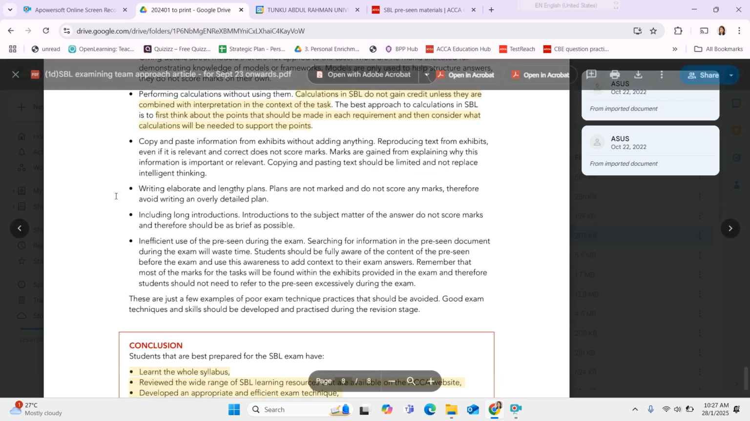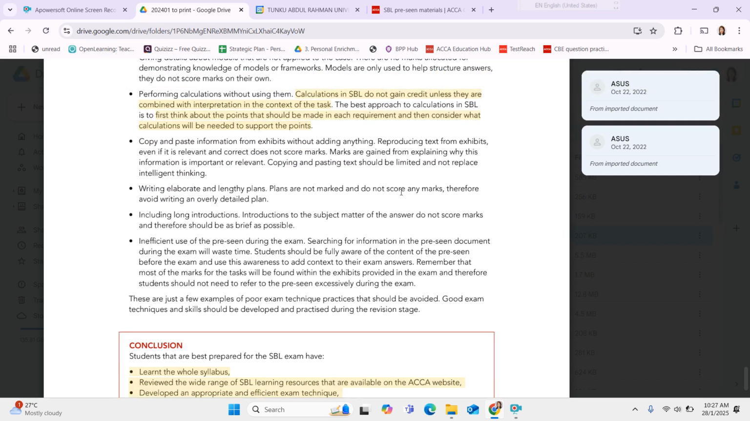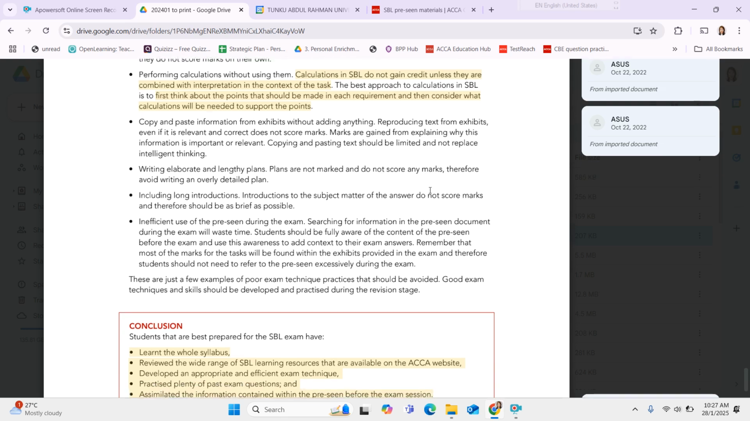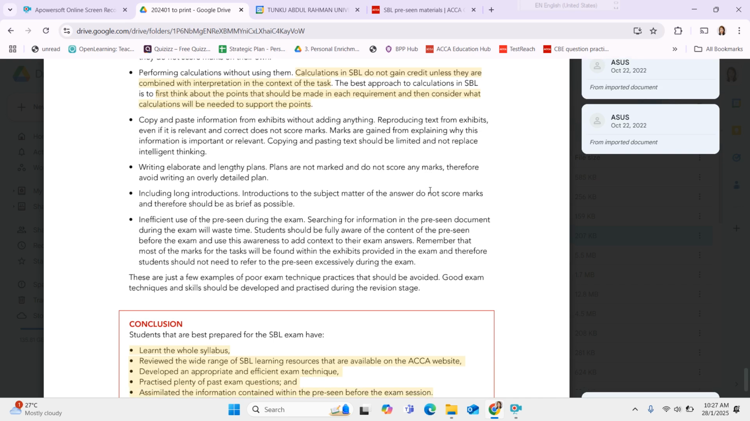Okay? Writing elaborate and lengthy plans. Plans are not marked and do not score any marks. So this is talking about answer planning. Now, of course, doing answer planning is good. We are not saying that it's not good. Doing answer planning is still good, but don't spend too much time on it. You should do it in a very simplified way that you yourself will understand, because for answer planning, you just need to make sure you yourself understand it. Other people no need to understand your answer plan.